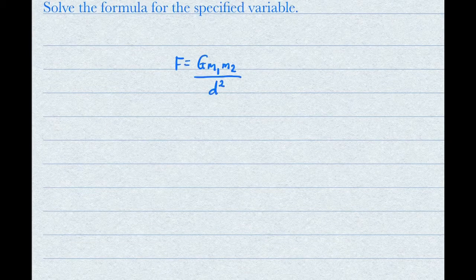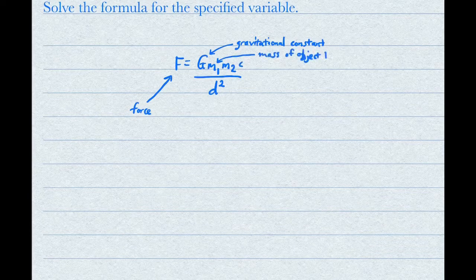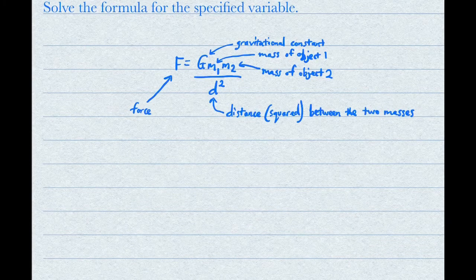Since it's a real formula, all of these variables actually stand for something. F stands for force, g is the gravitational constant, m1 is the mass of object 1, m2 is the mass of object 2, and d squared is the distance squared between the two masses. Knowing what the variables mean will matter later when you take physics. You're being shown how to do this now, because in a later physics class, you might have to solve for mass 1, or mass 2, or the distance, or gravity. This time we'll solve for gravity.